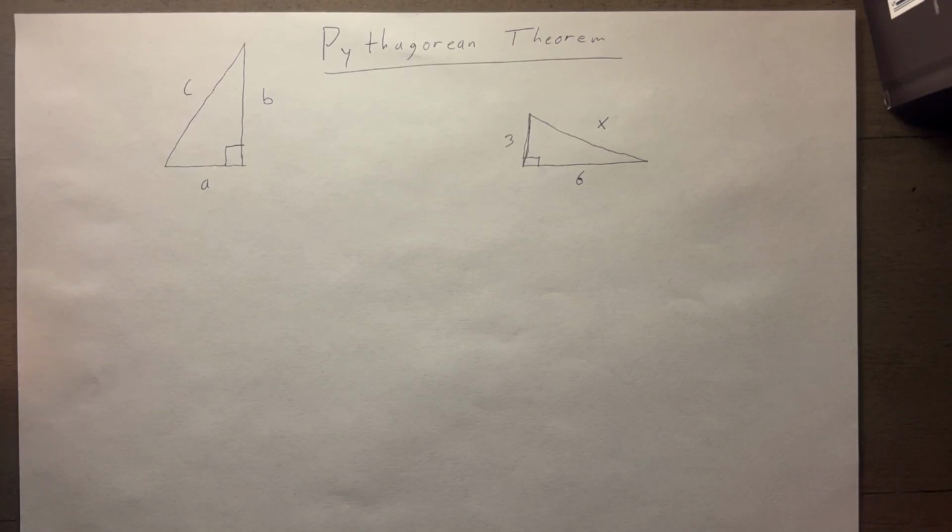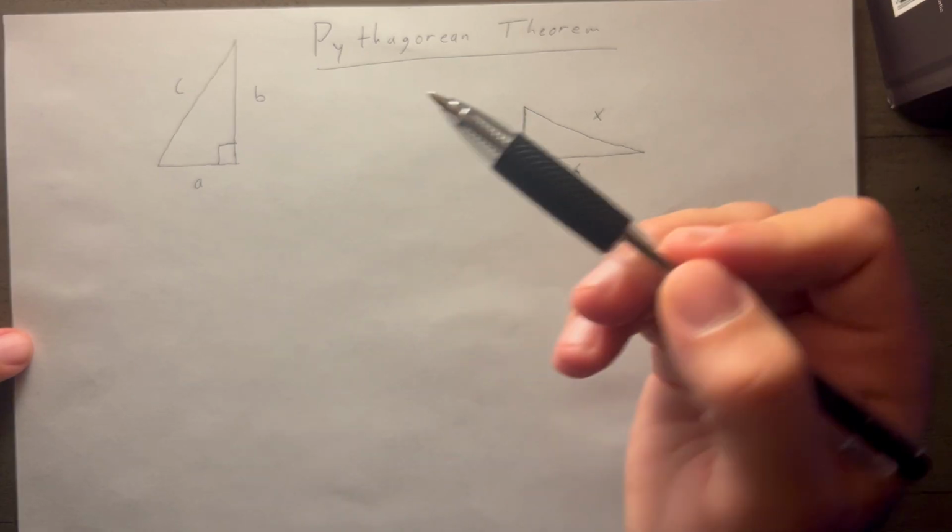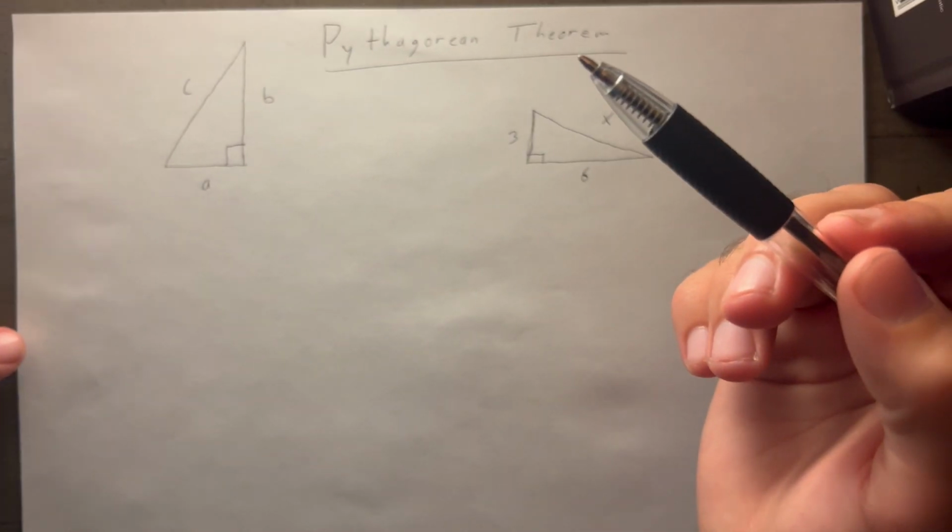Hello, today we'll be talking about the Pythagorean theorem. So the most important thing to remember to begin is that the Pythagorean theorem is a relationship between the three side lengths of a right triangle. So the most important thing to look for at the beginning is, can I even use it?